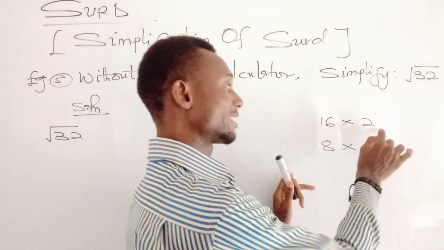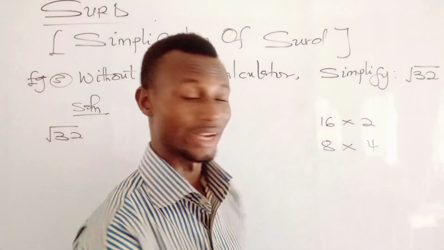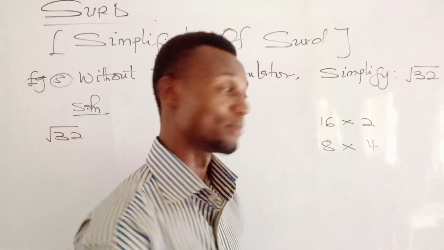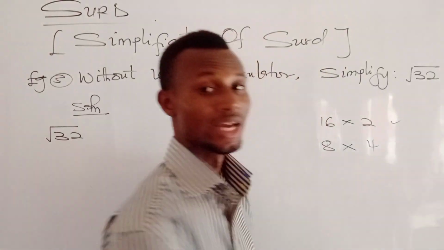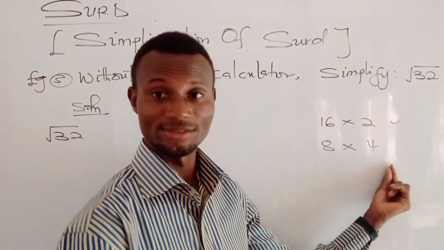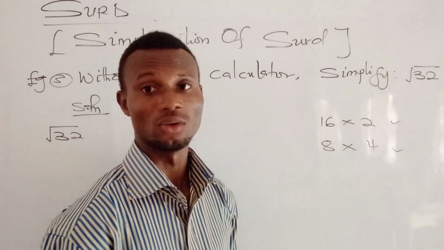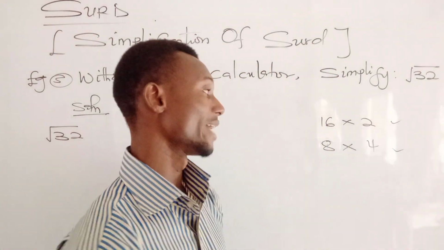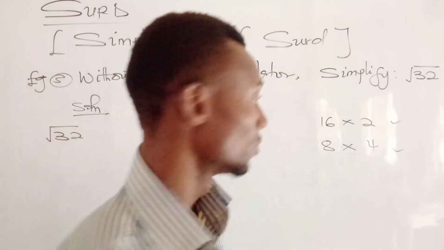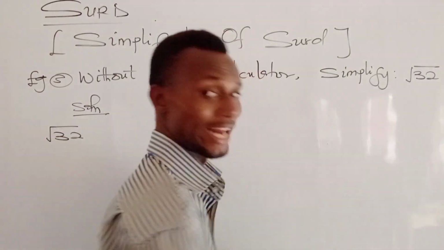Okay, so this 16 times 2 gives 32, and the 16 is a perfect square, meaning that we can use this one. And also 8 times 4 gives 32, and the 4 is a perfect square, so we can use this one as well. So let's start with the 16 times 2. So let me clean this one from here and let's do it together.